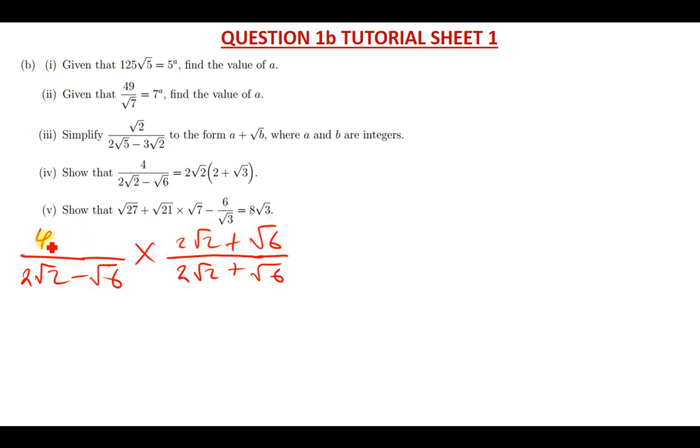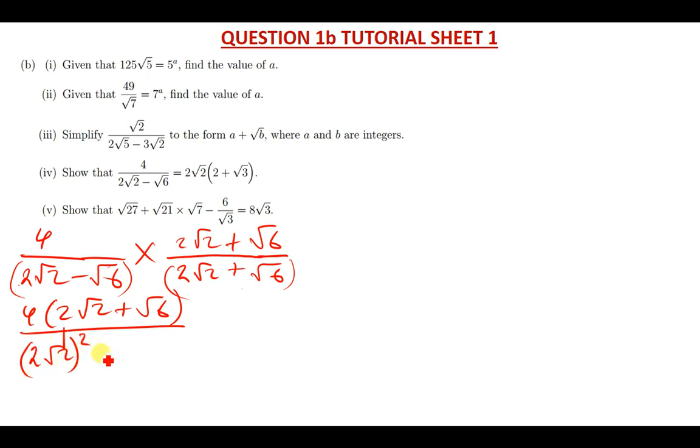Then we multiply 4 times that. The numerator is 4 times 2 root 2 plus root 6. Then everything is divided by the difference of two squares. When you multiply this and that, it gives you the difference of two squares. Or if you want, you can multiply them bit by bit. But since the only difference is the minus, we can consider that as a difference of two squares. Meaning we can write that as 2 root 2 squared minus root 6 squared.